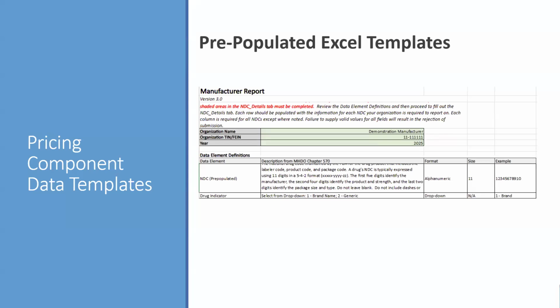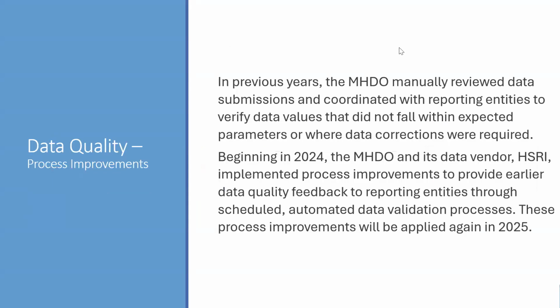Before we walk through the portal, I also wanted to highlight some information about data quality process improvements. So in previous years, the MHDO manually reviewed data submissions and coordinated with reporting entities to verify data values that did not fall within expected parameters or where data corrections were required. Beginning last year, the MHDO and HSRI implemented process improvements to provide earlier data quality feedback to reporting entities through scheduled automated data validation processes. And so these process improvements will be applied again in 2025.